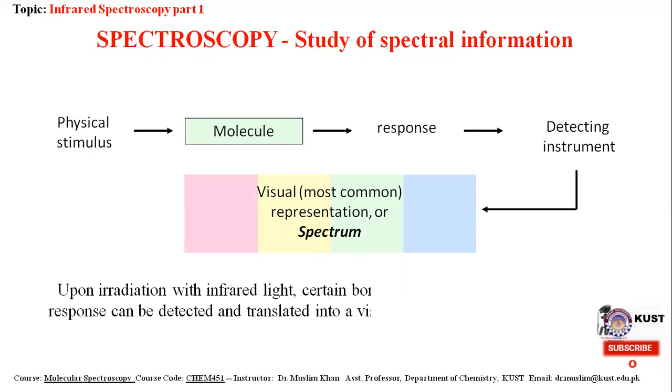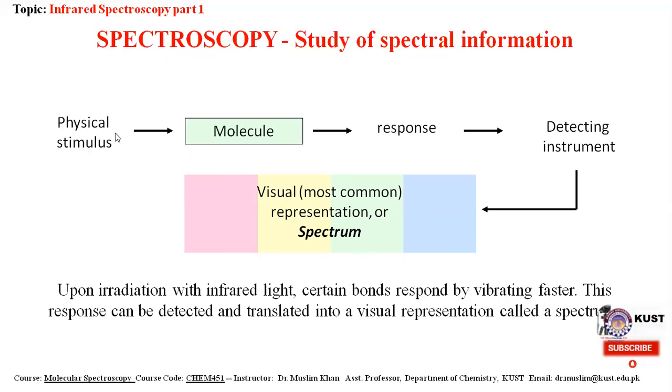So we are summarizing it. Coming to our topic of discussion, IR spectroscopy: upon radiation of this molecule with infrared light, certain bonds in the molecule respond by vibrating faster. This response can be detected by the instrument and translated into a visual representation on paper, which is called a spectrum.